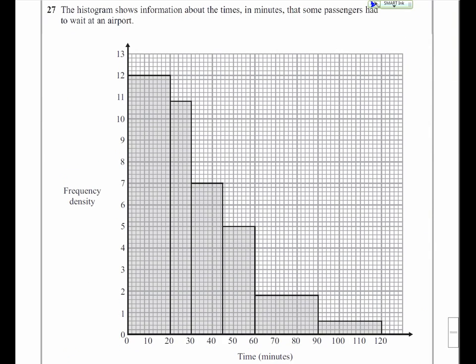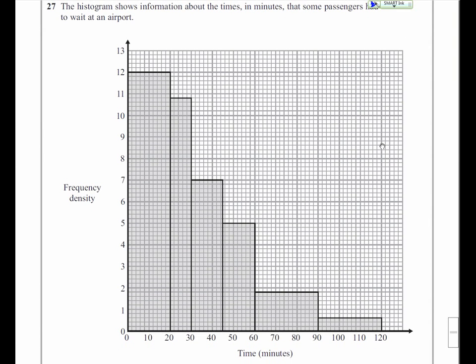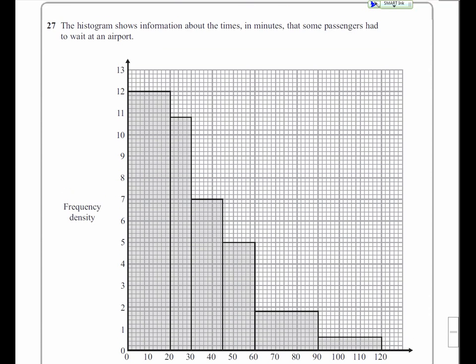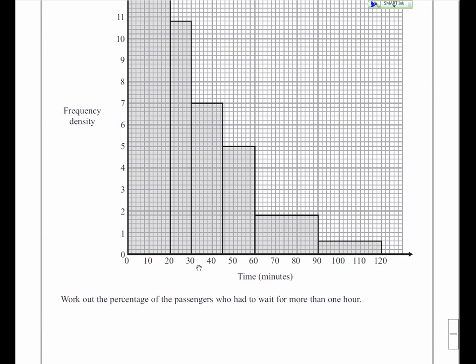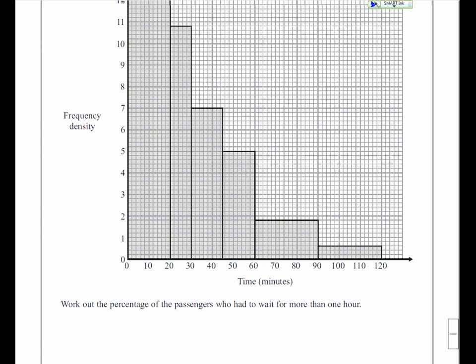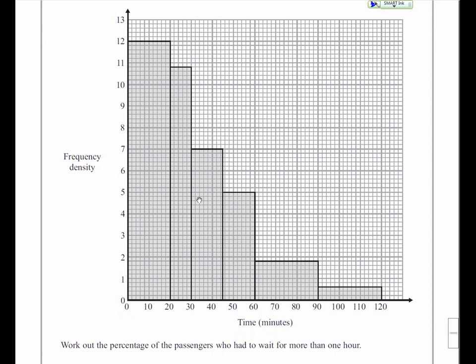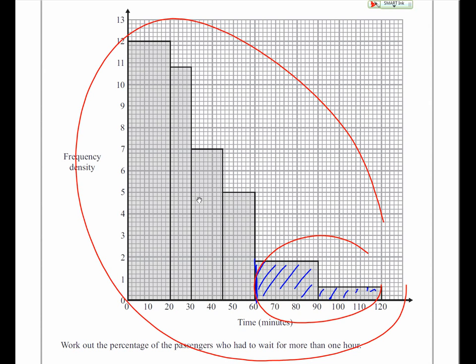Question 27. A histogram shows information about the times in minutes that some passengers had to wait in an airport. The question says, work out the percentage of passengers who had to wait for more than 1 hour. Now notice your timing is in minutes, so over an hour is anything over 60. So this is what we're talking about, but we're talking about it as a fraction. This is a fraction of the whole thing.